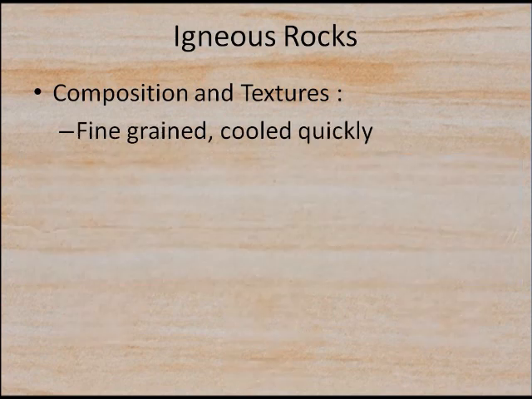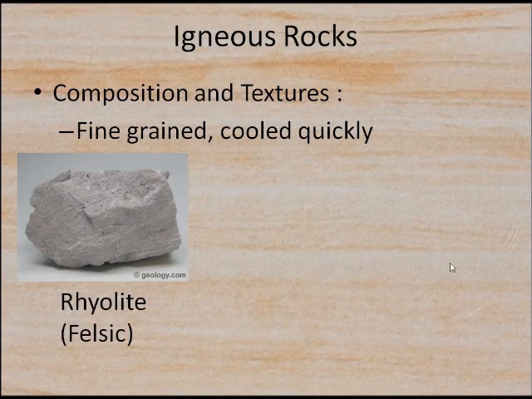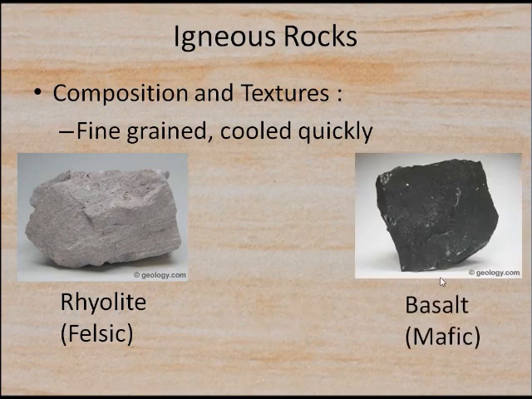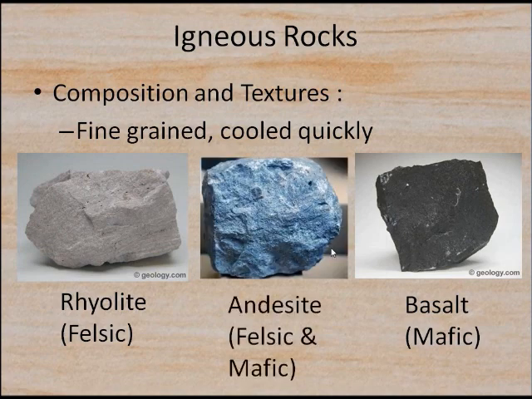Now, if we look at fine-grained that cooled quickly, these would be extrusive rocks, right? If we have felsic lava, one that's high in silica, low in iron, then we get a rock called rhyolite. If we have a mafic lava that's high in iron and low in silica, cools off quickly, then this is basalt. And halfway in between, we get andesite.